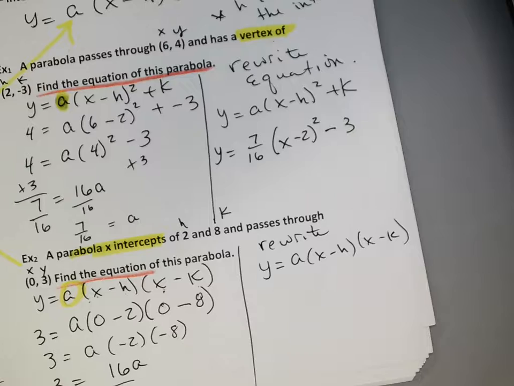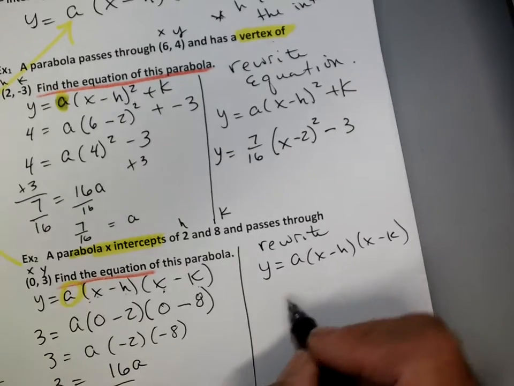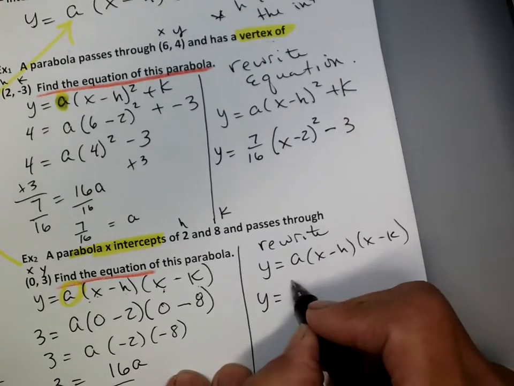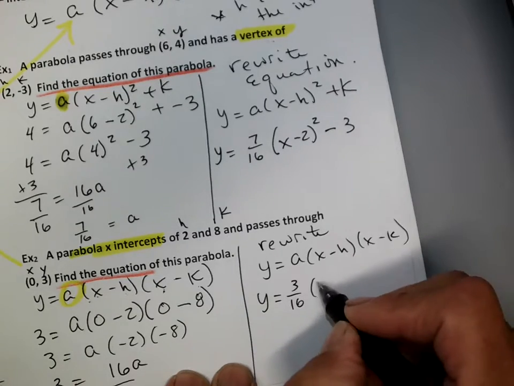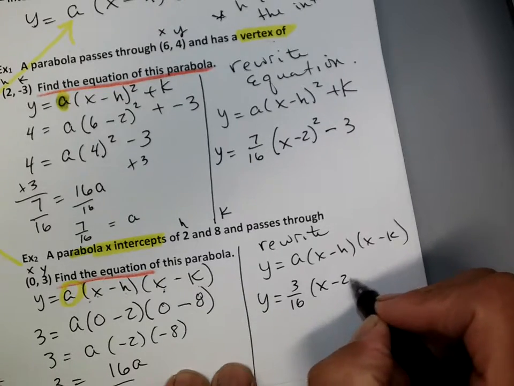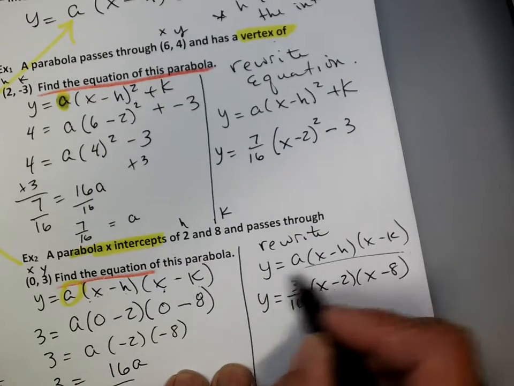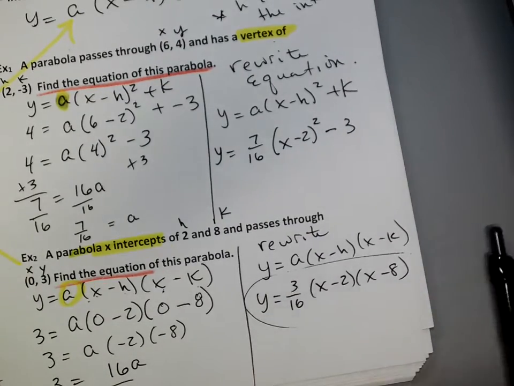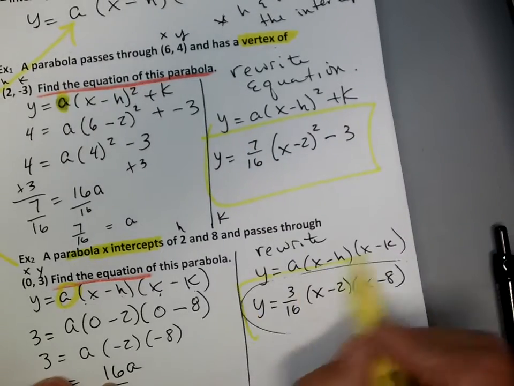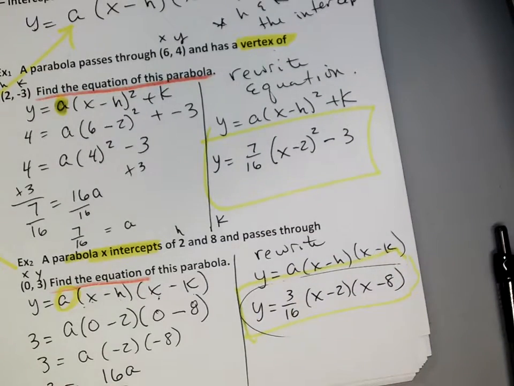That way you can graph it, right? You've got to keep x and y. But I'll put everything else in here. I'll go y equals, I know the a is 3/16, times x minus 2 times x minus 8. And that's my equation. Okay, that's my answer. Not too bad. Not too bad.